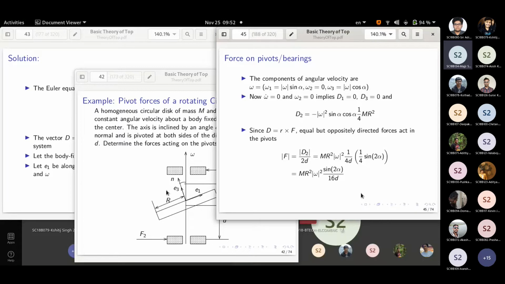So this is the force on the bearing. You can see it is dependent on sine alpha also. The larger the distance, the smaller the force. And the larger the angle, the larger the force. These are the two key observations, and also the larger the angular velocity. So this is the one which causes wear and tear in the bearing. If the bearing plane is parallel to the axis of rotation, so perfectly vertical, then no force will be felt.